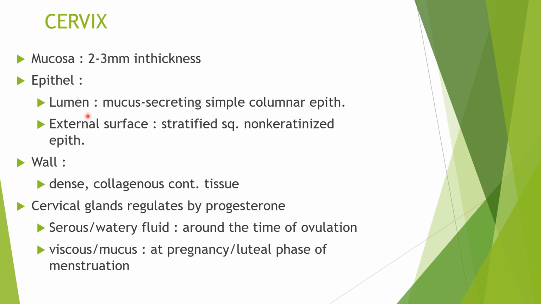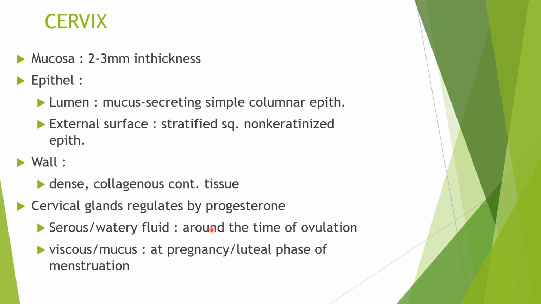The endocervix is lined by simple columnar epithelial cells which are mucus secreting in nature, and a large number of branched glands are present in the lamina propria. The external cervix or ectocervix is lined by stratified squamous non-keratinized epithelium. Next to the epithelium is the connective tissue, the wall that is dense collagenous connective tissue.